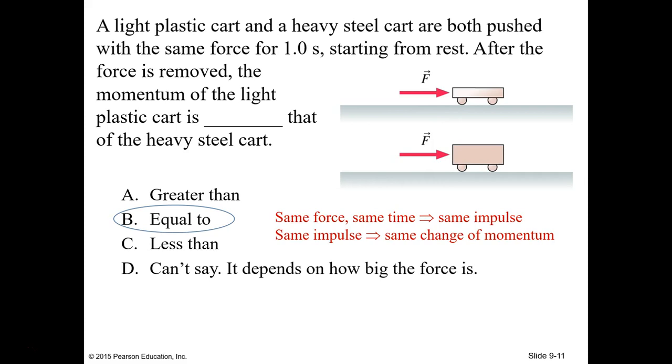And the reason we know that the momentum is equal is because we have the same force applied over the same time, which means both carts experience the exact same impulse. Because of that, they experience the exact same change in momentum. So we know that they have the same change in momentum, which is equal to PF minus PO. And because our initial momentum is 0, our change in momentum is equal to our final momentum in this case. And because the change in momentum is the same, the final momentum is also the same.